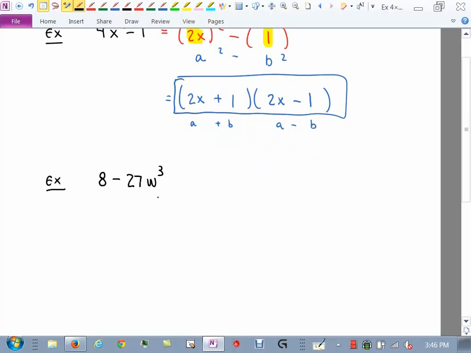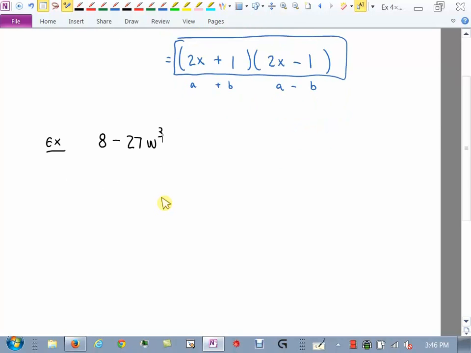Eight minus 27w cubed. GCF? No. Two terms? Difference of, well, there's a cube that's kind of giving it away a little bit, right? The only thing you have to resolve now is, is 8 a perfect cube and is 27 a perfect cube? They both are, right? So I need to be able to rewrite this as something cubed minus something cubed.